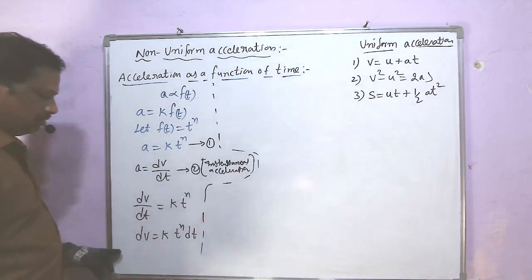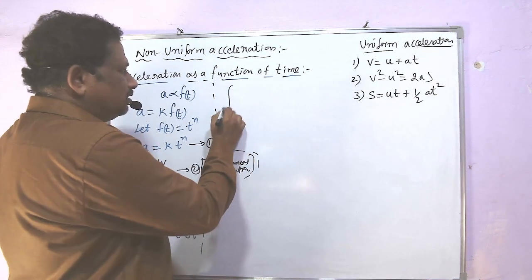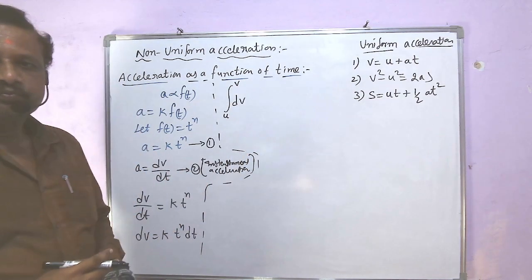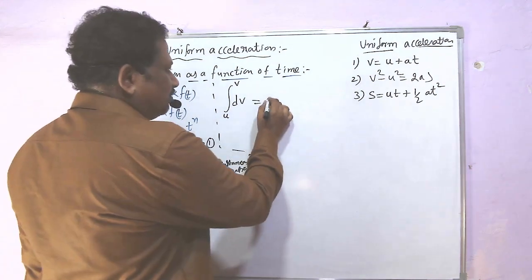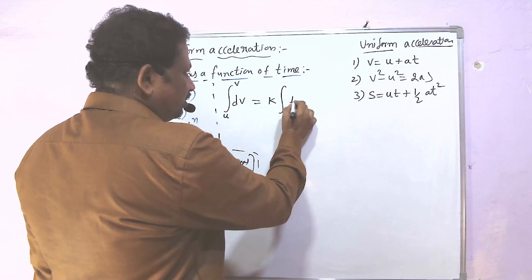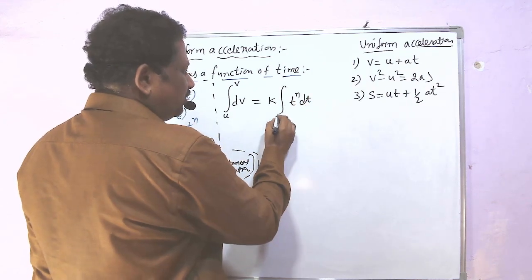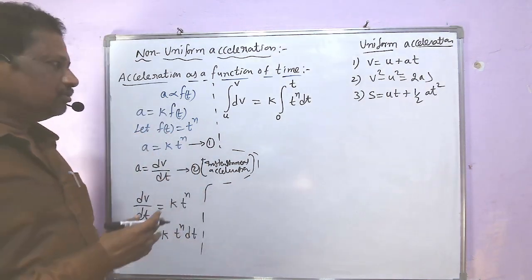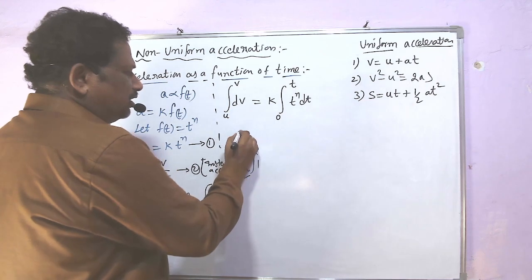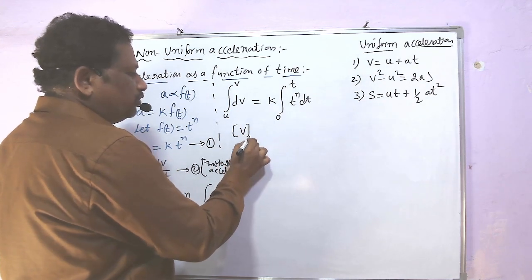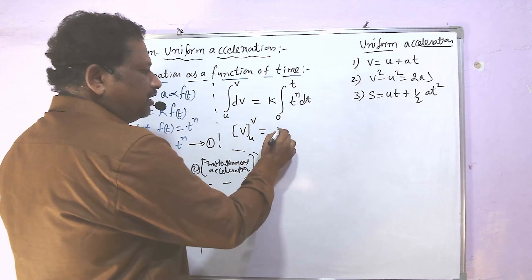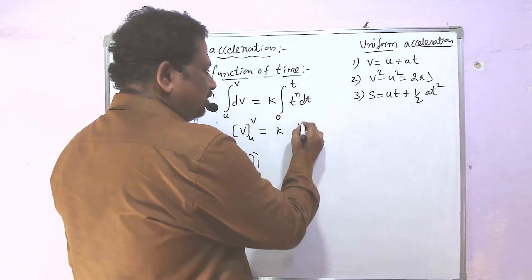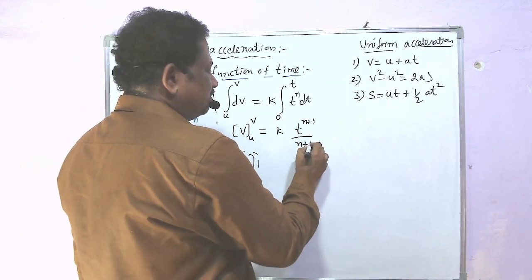Now taking integration on both sides. Integration of dv from initial velocity u to final velocity v is equal to k, which is a constant, keep outside, integration of t power n dt. Limits: lower limit is 0 to t, time from 0 seconds to t seconds. Clear? Integration of dv we already know, integration of dv is v, with lower limit u and upper limit v. So k into integration of t power n, that also we know, is t power n plus 1 by n plus 1. Already we learned how to integrate this kind of function, with limits 0 to t.